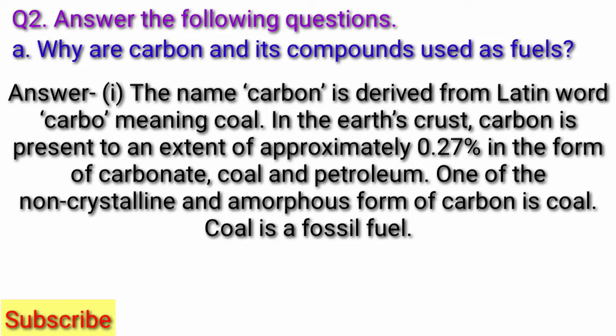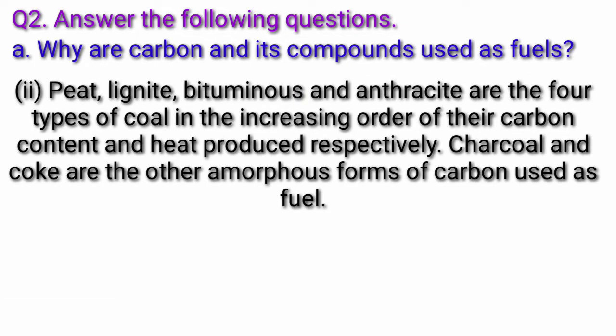One of the non-crystalline and amorphous forms of carbon is coal. Coal is a fossil fuel. Peat, lignite, bituminous, and anthracite are the four types of coal in the increasing order of their carbon content and heat produced respectively. Charcoal and coke are the other amorphous forms of carbon used as fuel.